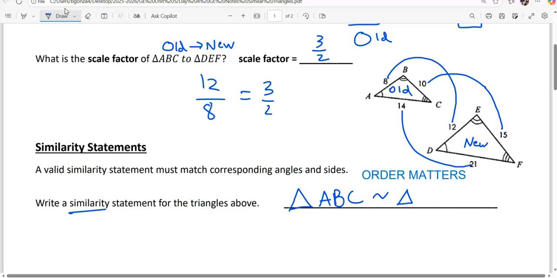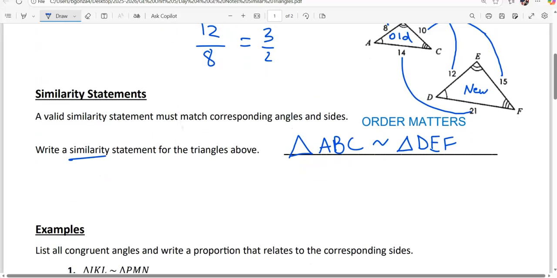So the arcs have got to match. One arc to one arc is D. Two arcs to two arcs is E. Three arcs to three arcs is F. But I want to warn you, it's not always in perfect alphabetical order. In this example, it was, but be careful. It's not always alphabetical. You've got to think about it.